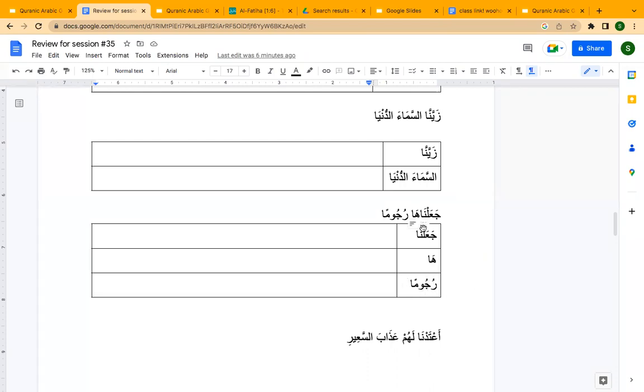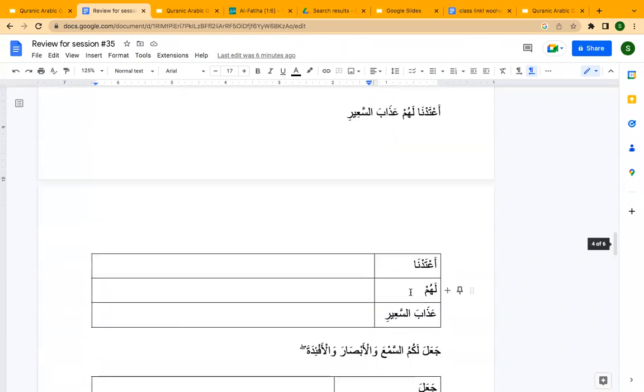Rujuman. We made it rujuman. So ha is my maf'ul bihi 1, and rujuman is going to be my maf'ul bihi 2. Very well done. If you remember this ja'ala concept, that it takes 2 maf'ul, inshallah, you will not make mistakes in labeling your verses, inshallah. I'm reassuring you about that, okay? I know for sure your labeling is going to be perfect. You will not make mistakes, but you have to remember, you have to be focused. When a concept is being taught, you have to give your full focus to that very concept.